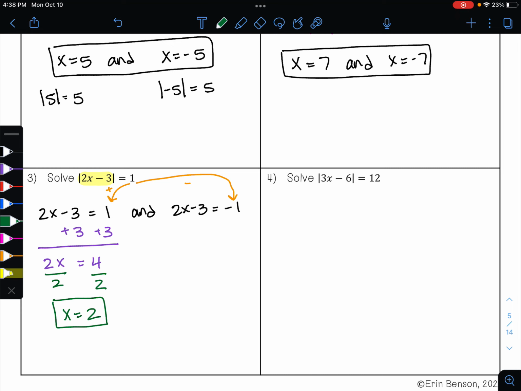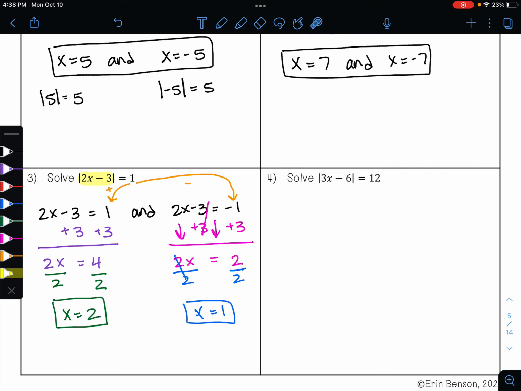On the other side, I want to get 2x alone. To undo subtraction, I'll do addition. So I'll bring down my 2x. Negative 3 plus 3 is 0. I'll bring down my equal sign. Negative 1 plus 3 is 2. To undo multiplication, I'll do division and get x is equal to 1. So my two solutions are positive 2 and negative 1.